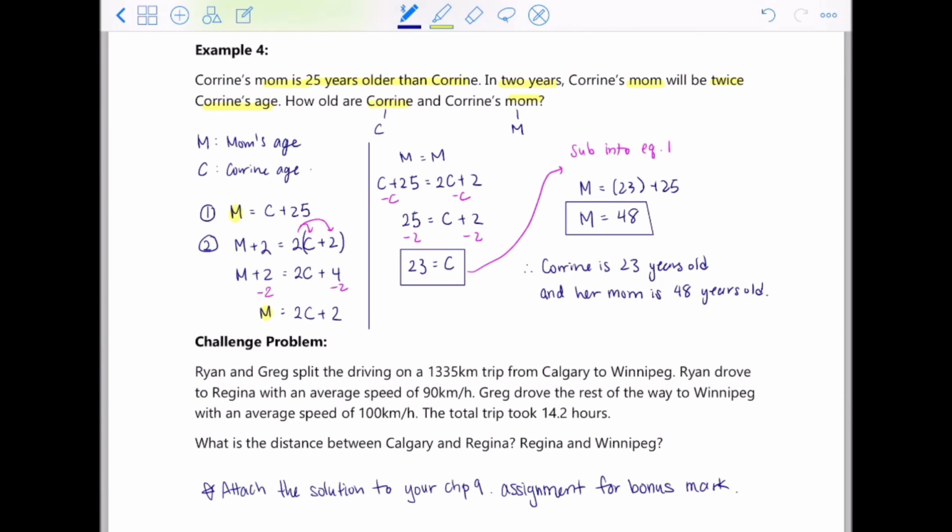And for the challenge problem on the bottom of the page, I want you guys to attach the solution to your chapter 9 assignment for bonus mark. We'll go over it after.